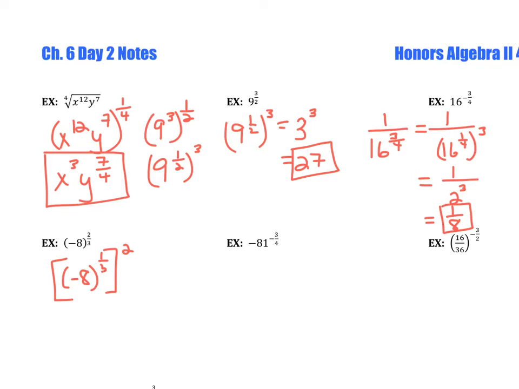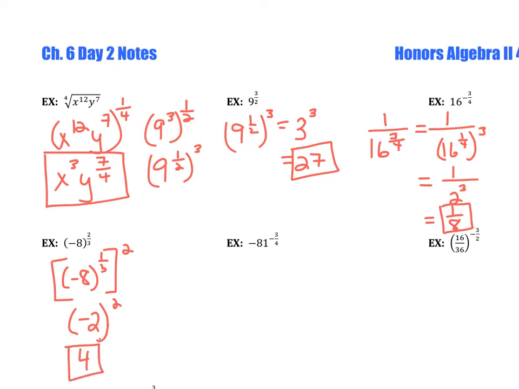All right, so what is the cube root of -8? Because -8 raised to the 1/3 is saying the cube root of -8. Well, that's going to be a -2. And then if we square a -2, we're going to get that that's a +4.